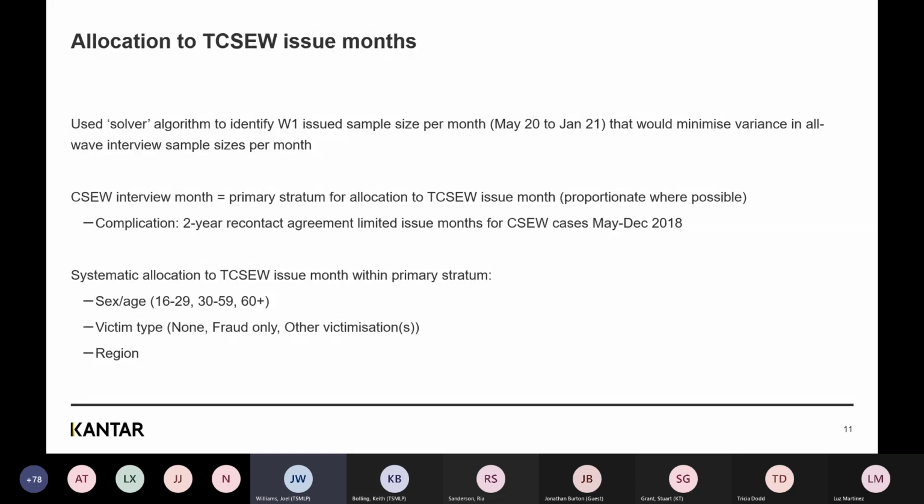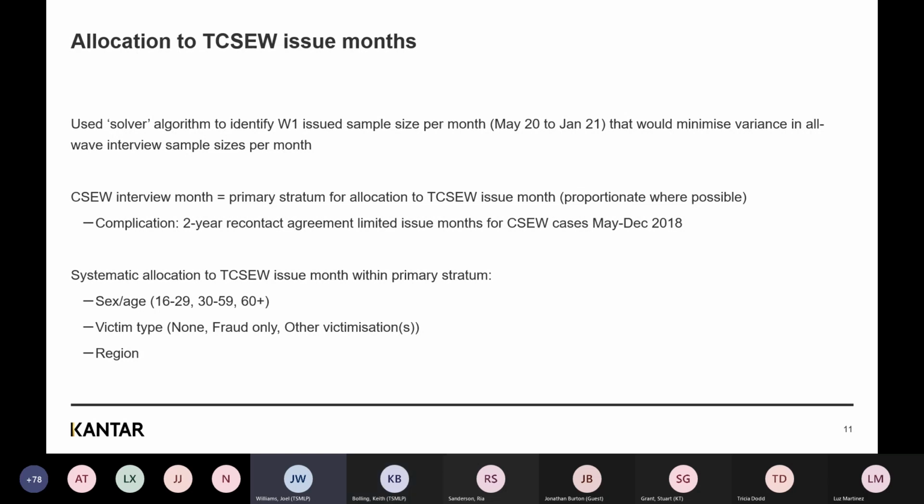So we used a pretty simple algorithm, the solver algorithm within Excel, to identify wave 1 issued samples per month across all the 9 issue months we were going to do, selecting them so that there was minimal variation in the interview sample sizes per month, putting all of the waves together. So that's how we worked that out.